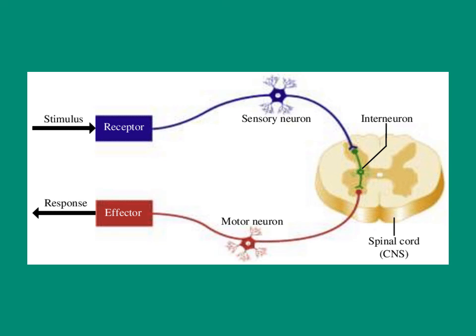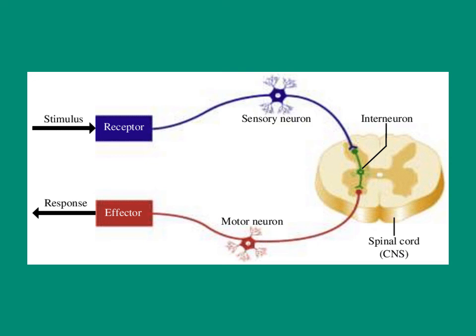So what is happening in a reflex is that a stimulus comes and activates a receptor, which then activates the sensory neuron. Remember, sensory neurons are bringing that stimulus, that information, towards the central nervous system. Once it arrives at the spinal cord, it will stimulate or activate the interneuron. Some information may from there go up to the brain. A lot of it for reflexes will stay in the spinal cord.